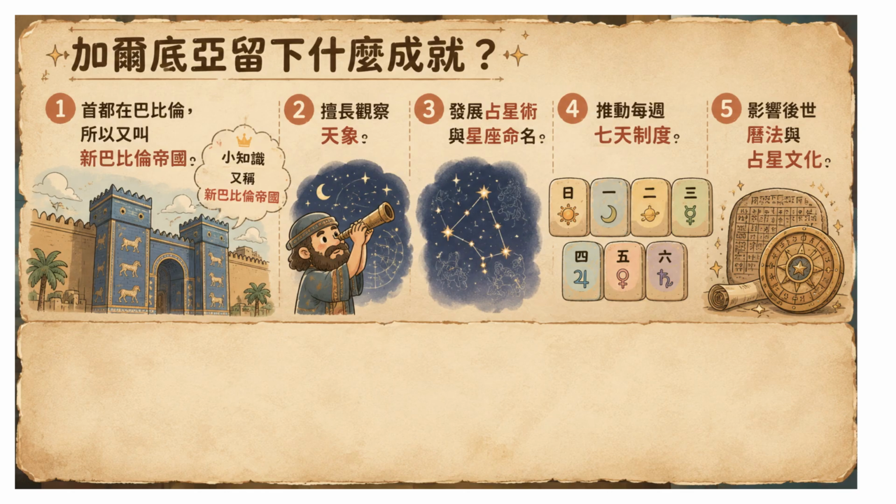This slide reminds us that the Chaldeans were not only rulers, but also observers of the sky. Notice the pictures of the stars, the constellations, and the 7-day week. Their capital was Babylon, so their empire is also called the Neo-Babylonian Empire. They carefully observed astronomy, developed astrology, and helped shape how constellations were named. Even today, calendars and ideas about the week still show their influence.